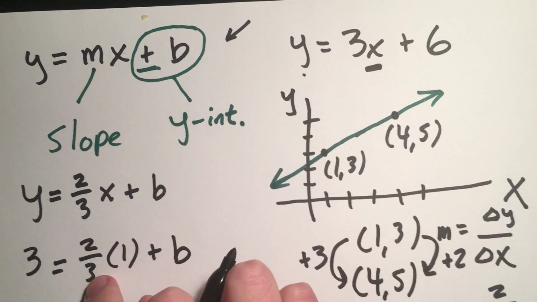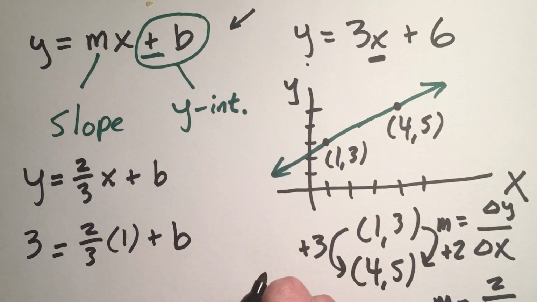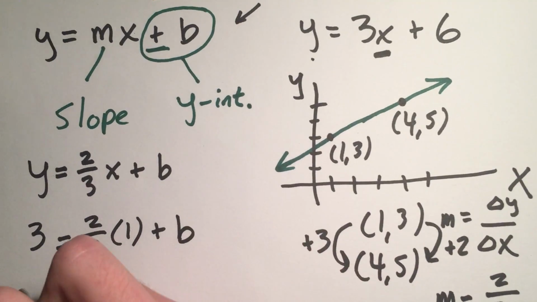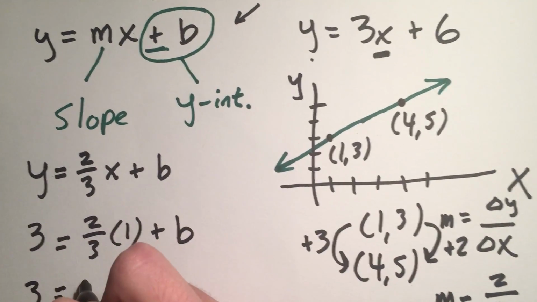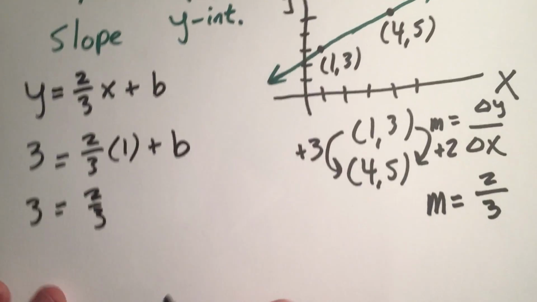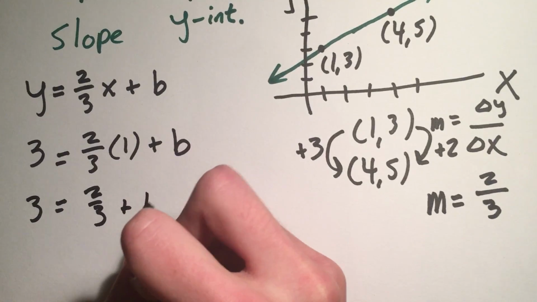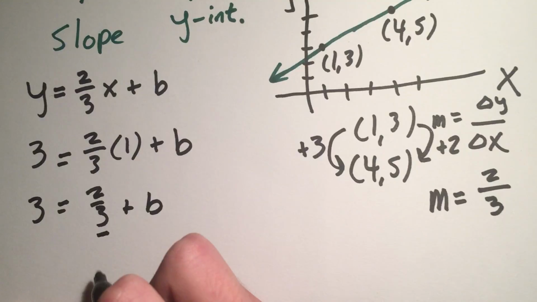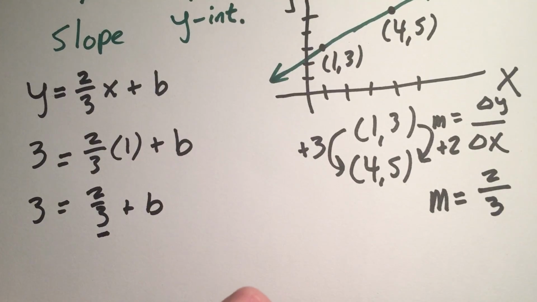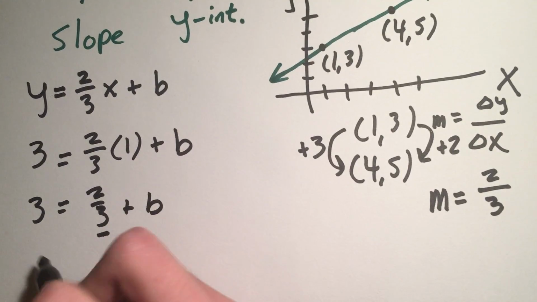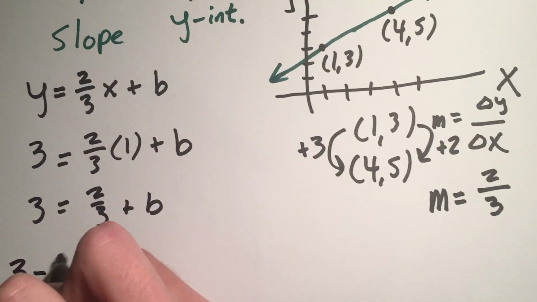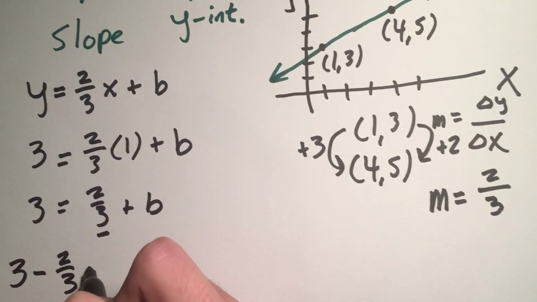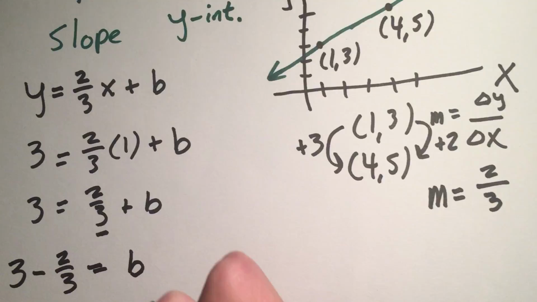So first of all, 2/3 times 1 would just be 2/3. So I really have 3 is equal to 2/3 plus b. And what would I have to do in order to get b by itself? Well, hopefully you're thinking that you just have to take this 2/3 right here and subtract it over to this side. So let's try that. On this side, I'd be left with 3 minus 2/3 is equal to just b by itself.